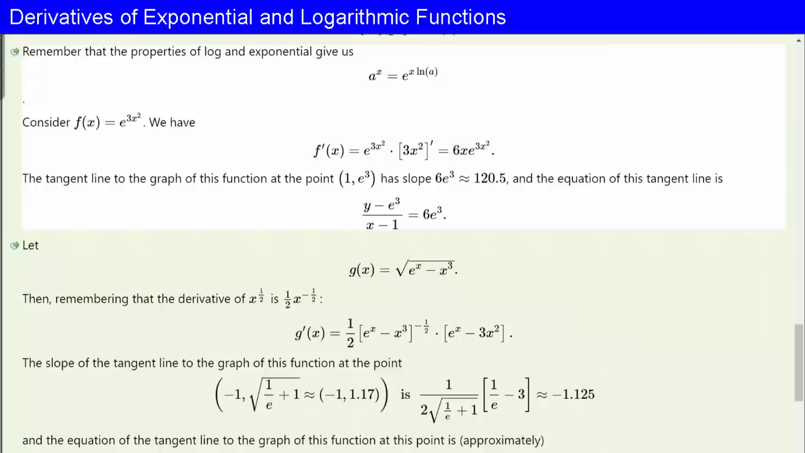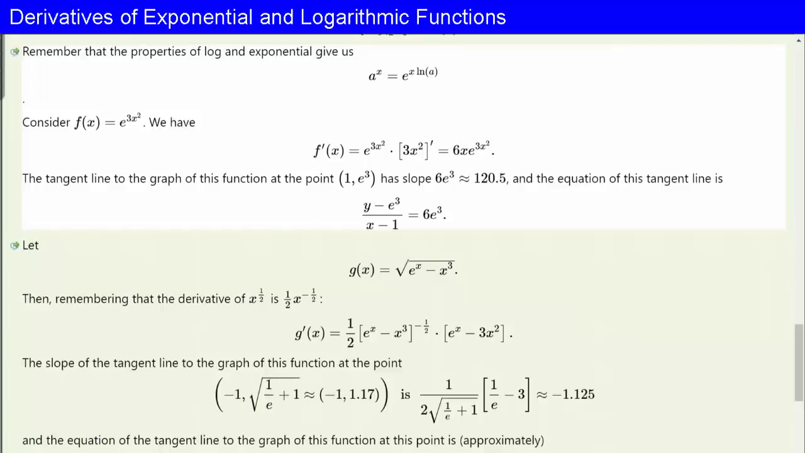We have f prime of x equals the derivative of the exponential, which is just the exponential again. So we start off with e to the 3x squared, and then by the chain rule, we have to differentiate what's inside the exponential function, 3x squared. And so we end up with 6x times e to the 3x squared. The tangent line to the graph of this function at the point 1, e cubed, that's x equals 1, y equals e to the 3x squared equals e cubed, has slope 6e cubed, which is 120.5 roughly.